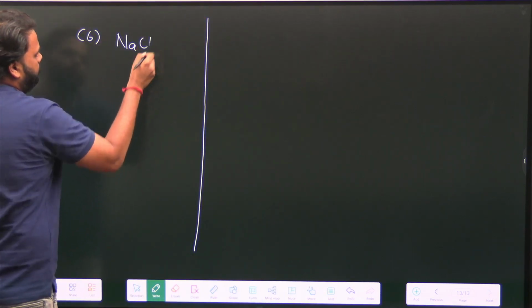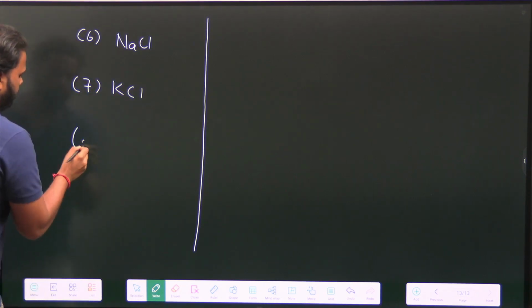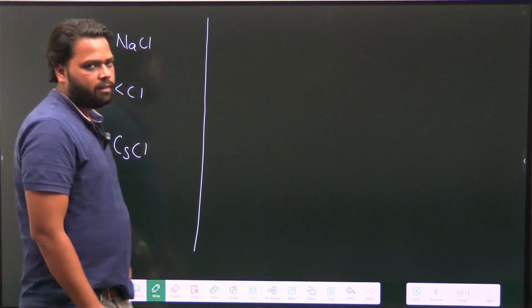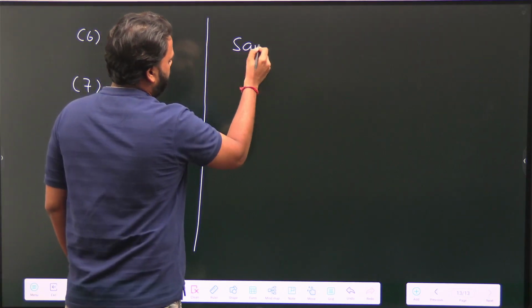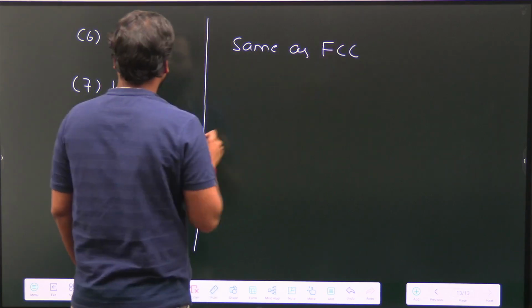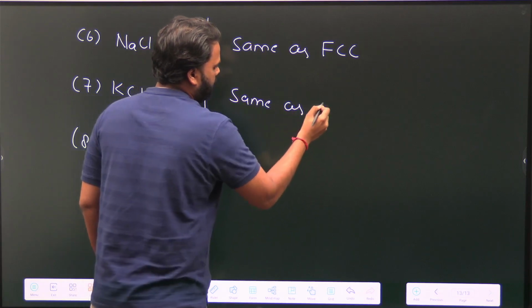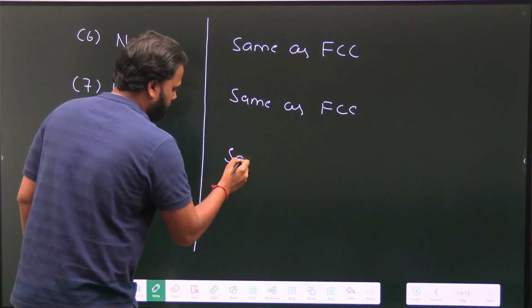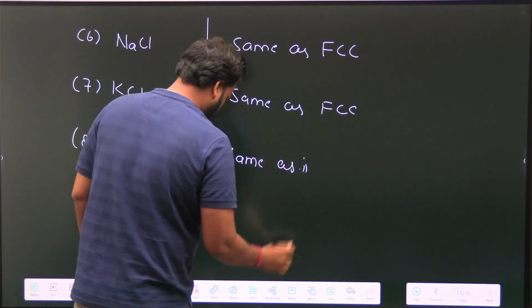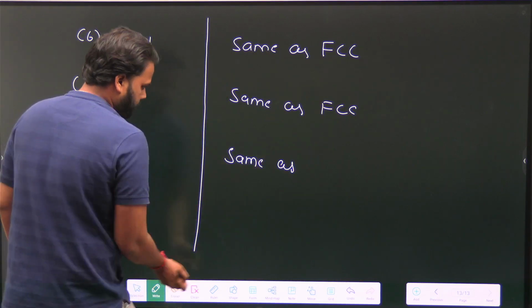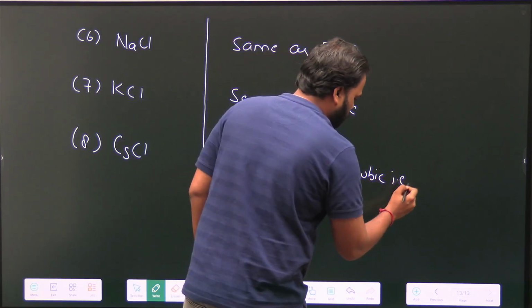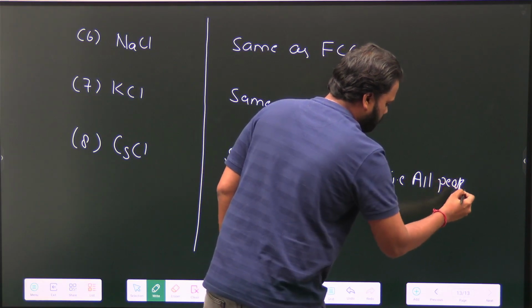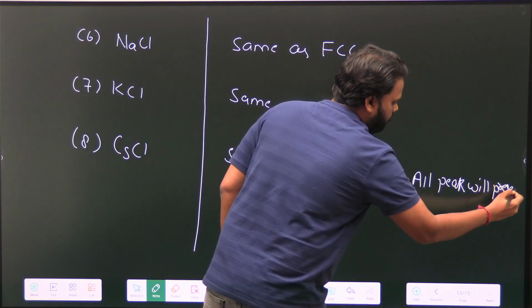Okay, now NaCl, 7 is KCl, and 8th one is cesium chloride, that is CsCl. ये तीनों का रिमेंबर करना, इन तीनों को याद रखना बहुत ही आसान है। जस्ट राइट सेम एज FCC, here also write same as FCC, and here write same as simple cubic, that is all plane will be present, same as simple cubic, that is all peaks will be present.